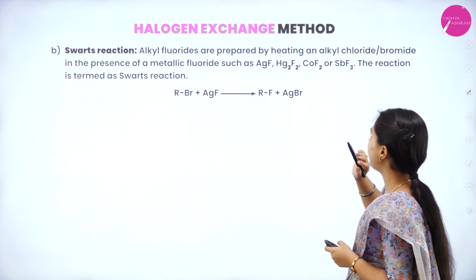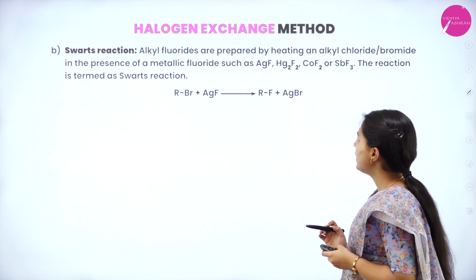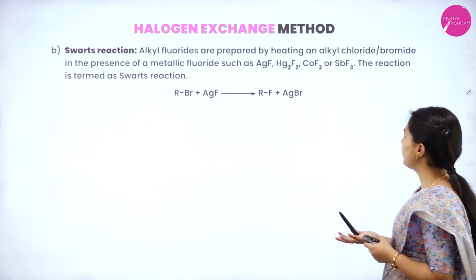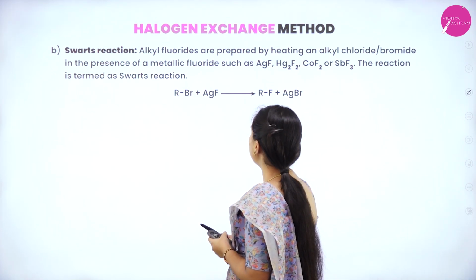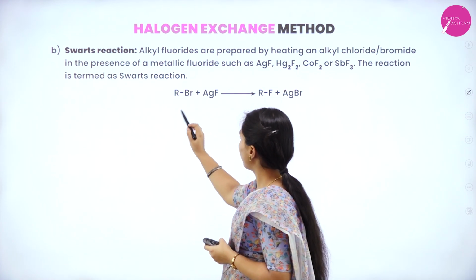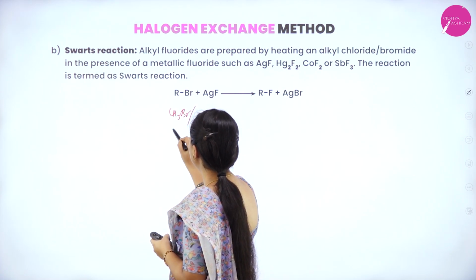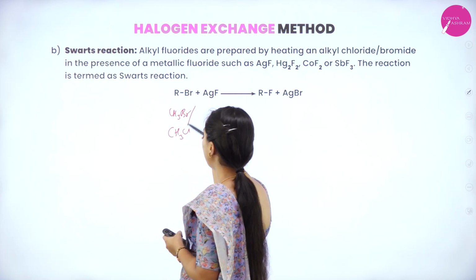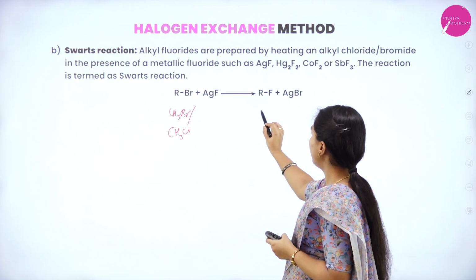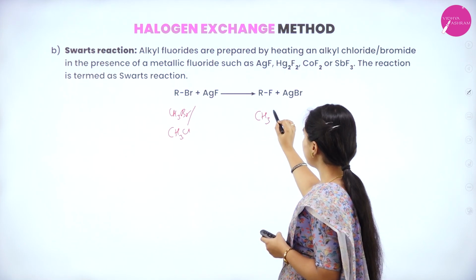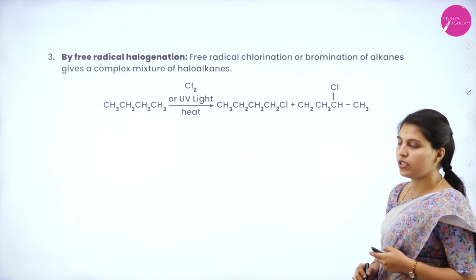Next, the Swarts reaction. Alkyl fluorides are prepared by heating an alkyl chloride or bromide in the presence of a metallic fluoride such as AgF or Hg2F2. The reaction is termed the Swarts reaction. Alkyl fluorides are prepared by using alkyl chlorides or bromides. It can be CH3Br or CH3Cl, alkyl bromide or alkyl chloride. With metallic fluoride, it will form alkyl fluoride, CH3F.